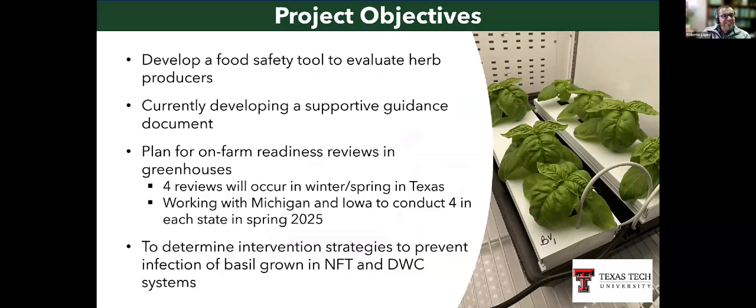And they have quite a few objectives. Again, they want to develop a food safety tool specific to culinary herbs, where then they're going to develop supportive guidance on how to document their food safety protocols. They're going to, again, visit culinary herb producers in several parts of the U.S. in this coming spring. And then they're going to determine intervention strategies to prevent infection of pathogens that not necessarily affect the herbs, but that affect humans.